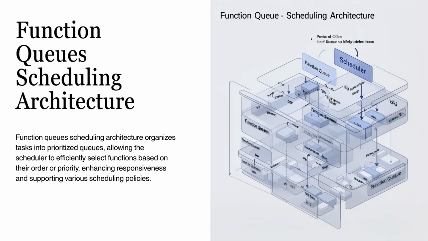Function queue scheduling architecture offers a dynamic way to manage tasks within a system by organizing them into prioritized queues. This method allows the scheduler to efficiently select tasks based on their order or priority, which can greatly enhance system responsiveness. One of the key advantages of this architecture is its flexibility. By supporting various scheduling policies, it can adapt to different system needs and priorities. This flexibility is particularly beneficial in environments where task demands can change rapidly, requiring a swift and efficient response.